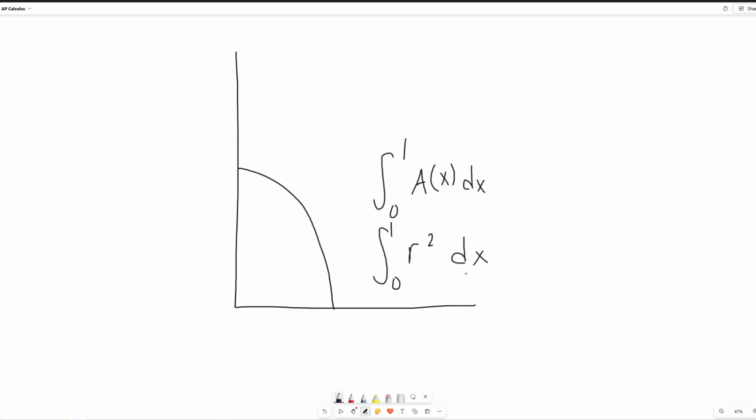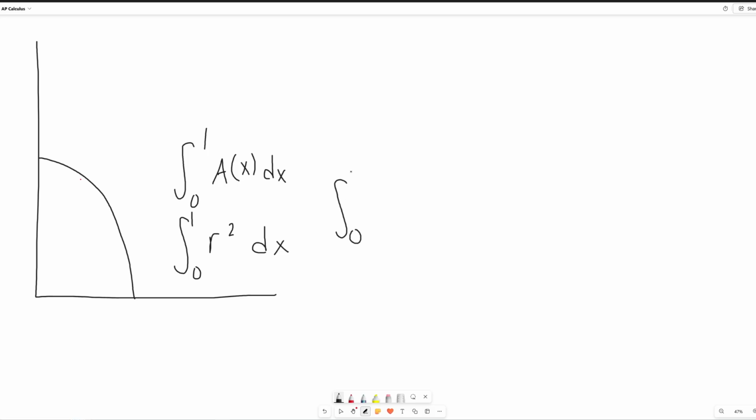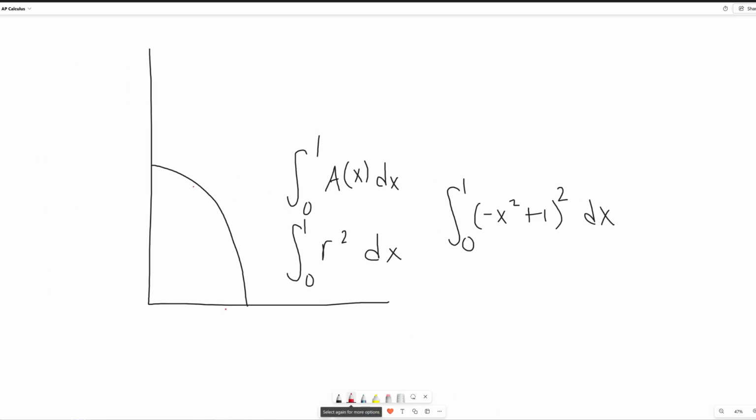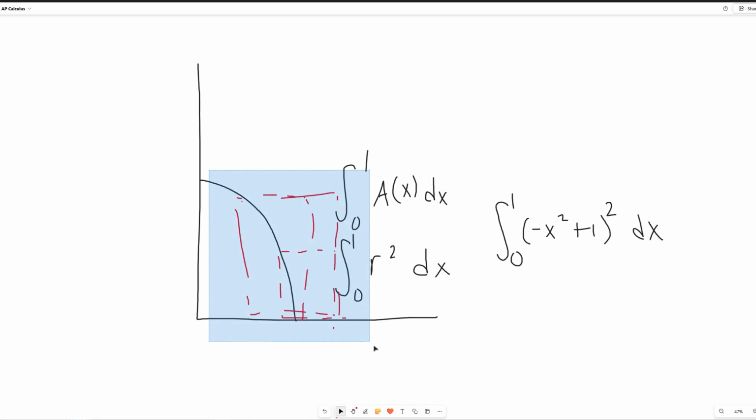Okay, what is r? Well, like I just said before, r of the square is the height of the function. So, the r here is negative x squared plus 1. So, 0 to 1, negative x squared plus 1 squared dx. This is our answer. This is called cross-sectional area. So it says for each cross-section, there is some sort of shape perpendicular to the x-axis. And that is the area, if these are all squares.